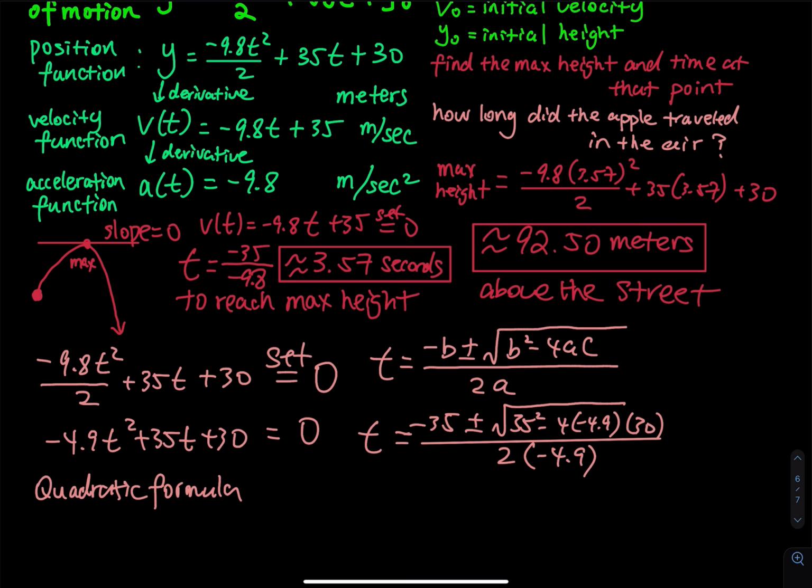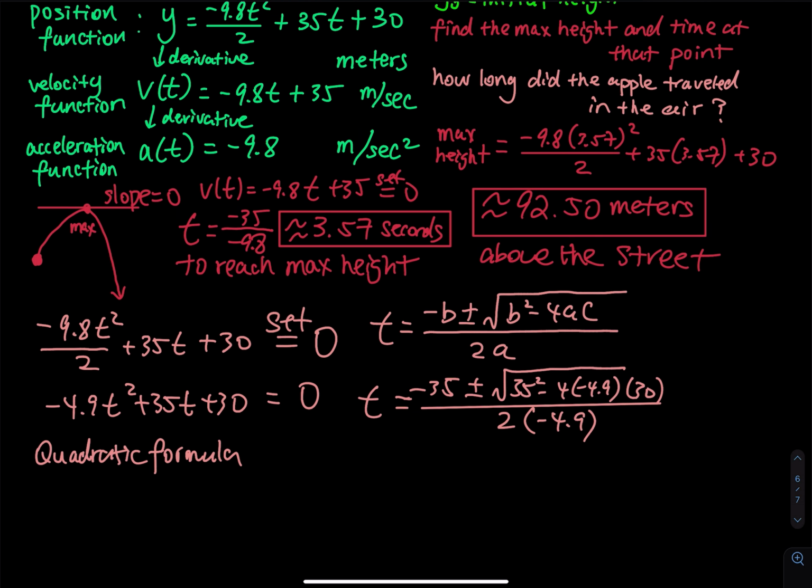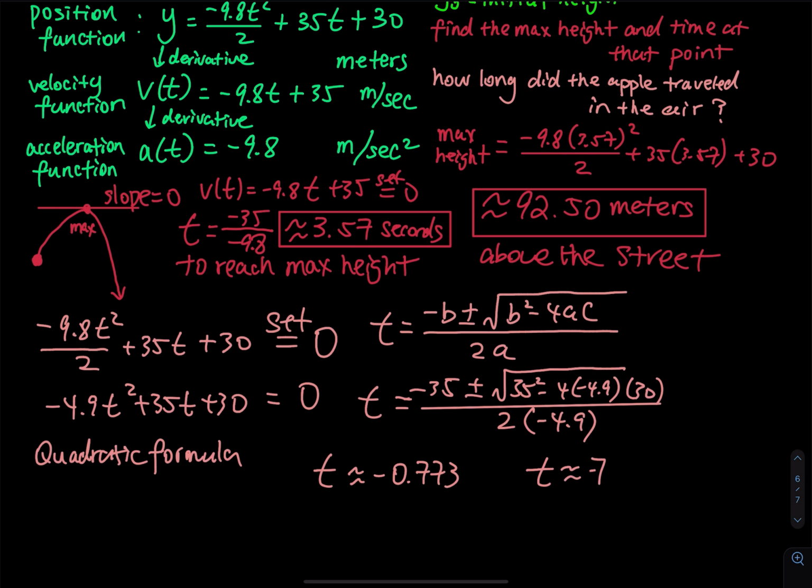Using your calculator, you will get a negative and a positive answer. So t is approximately negative 0.773, and the other answer is t approximately equals 7.916 seconds. Which one is the answer? This one is the right answer. And how about the negative? The negative, we don't need it.